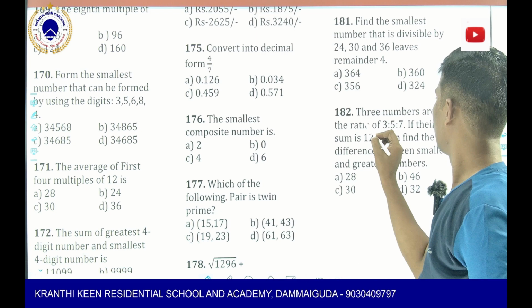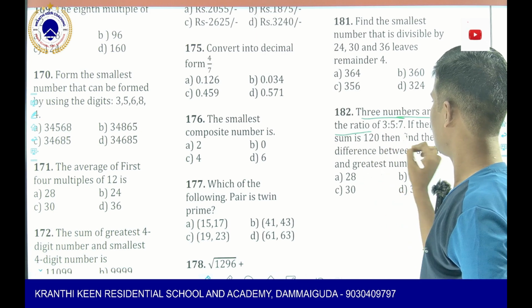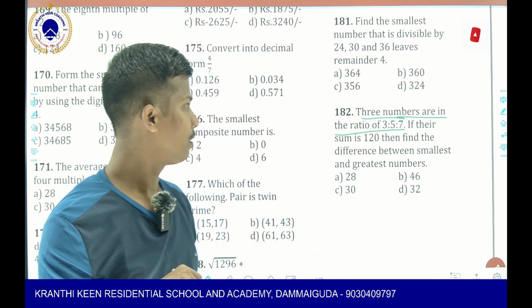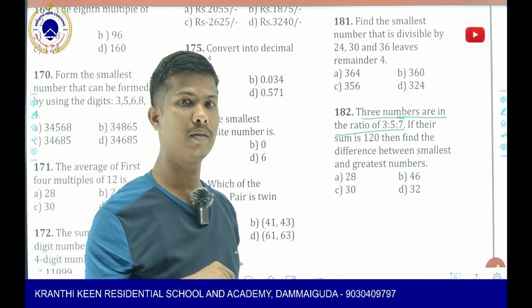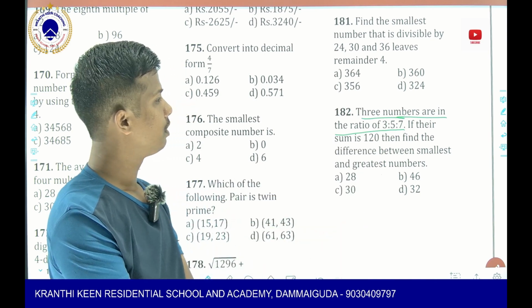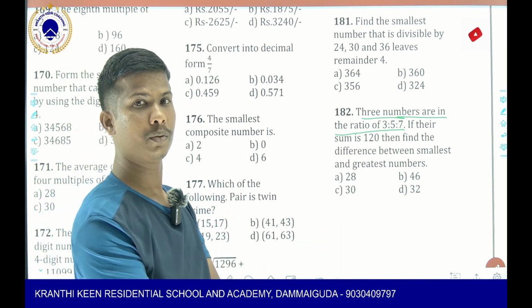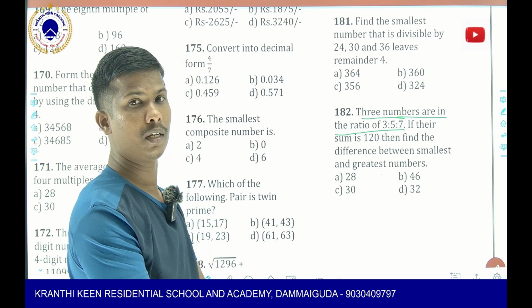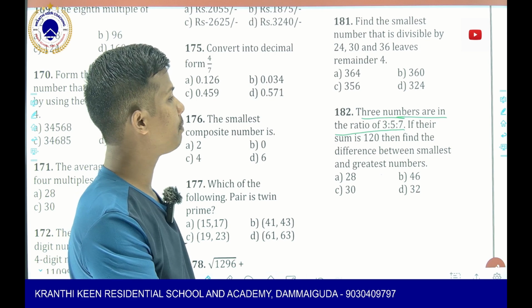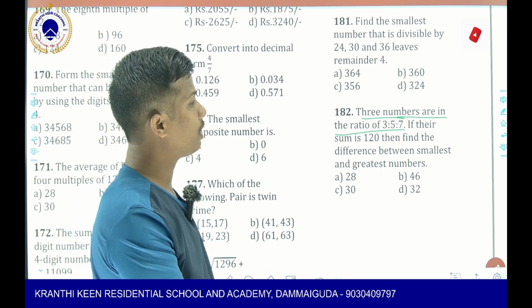Next one you see, three numbers are in the ratio of 3 is to 5 is to 7. And you see, for questions like this, when he has given the numbers in the ratio, and if you want that number separately, what you have to do? You have to multiply with a single constant number. That means the same number you have to multiply. But here we don't know what that number is.